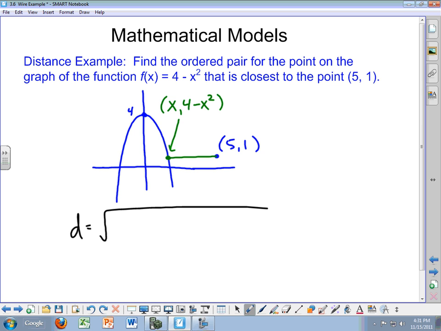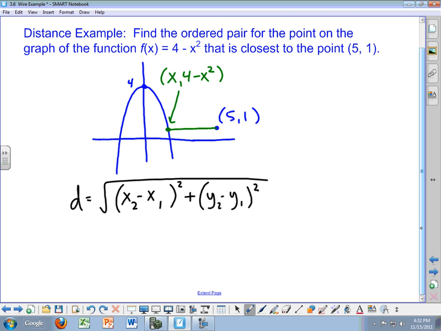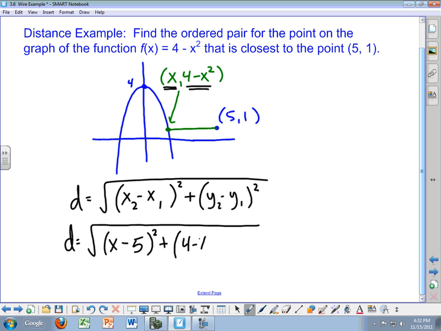We have been working on the distance formula in our section here, and we recall x2 minus x1 quantity squared, plus y2 minus y1 quantity squared, all under a radical. I'm going to use those two points to work this out. The distance is equal to, and this will take a little bit of algebra, the x2 being, I'll just use this first term up here, so x minus 5, squared. And then the y2 is 4 minus x squared, minus 1, and that's all squared.